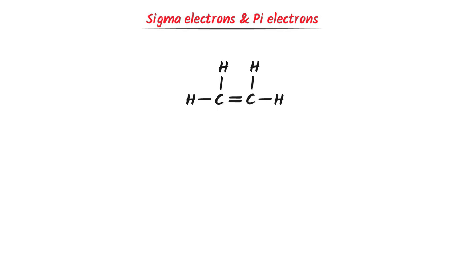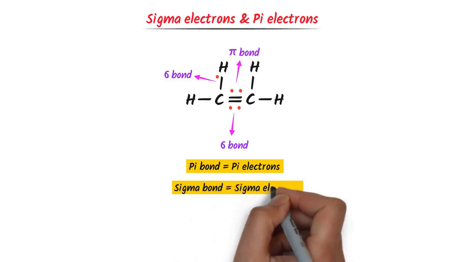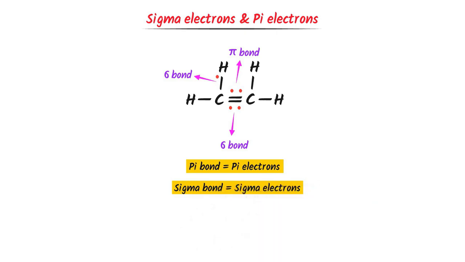We know that in a double bond, there is one pi bond and one sigma bond. In the pi bond, there exist pi electrons, while in the sigma bond, there exist sigma electrons. Now this single bond between hydrogen and carbon is also known as a sigma bond, which contains sigma electrons. Thus remember that a pi bond contains pi electrons and a sigma bond contains sigma electrons.